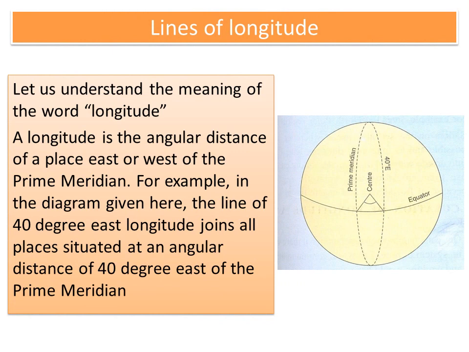Let us first understand the meaning of the word longitude. A longitude is the angular distance of a place east or west of the prime meridian. For example, in this diagram, here is the prime meridian and here you have the 40° east line of longitude. This 40° east line of longitude joins all the places which are situated at an angular distance of 40 degrees east of the prime meridian.